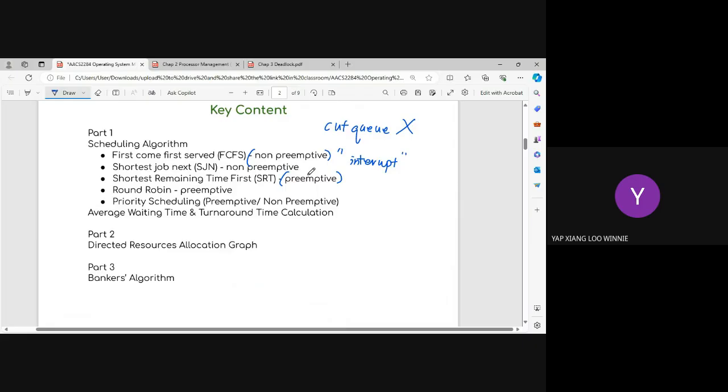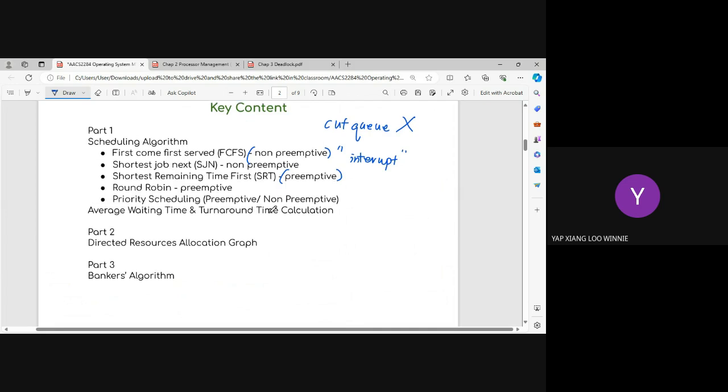Now, if non-preemptive, which means the moment you start the process, you cannot say halfway that you want to let another process run on the CPU. You have to wait until the current process that is processing ends, then only can we go to the next one. Okay, just that simple for preemptive and non-preemptive.